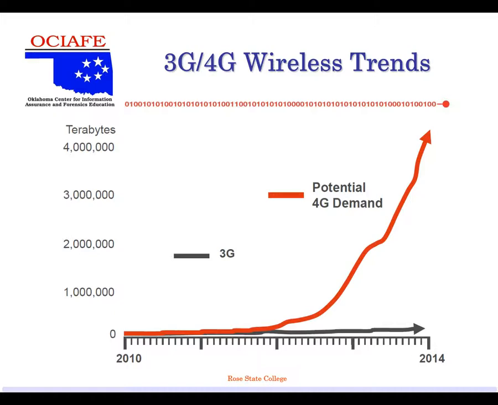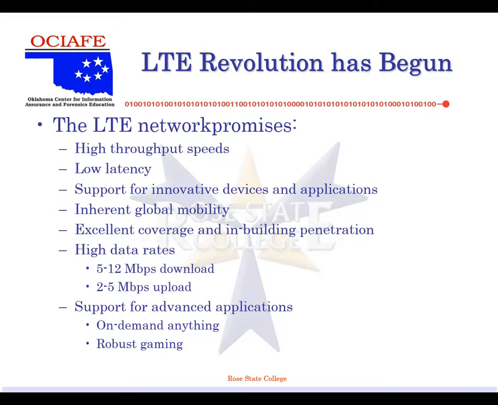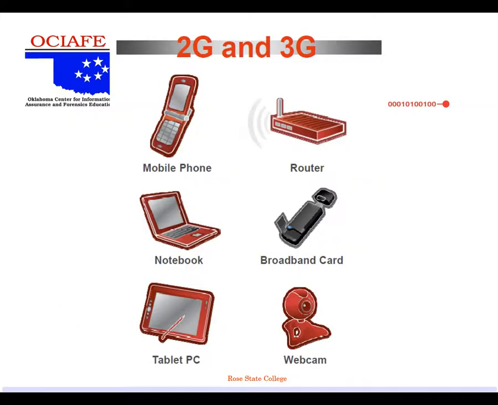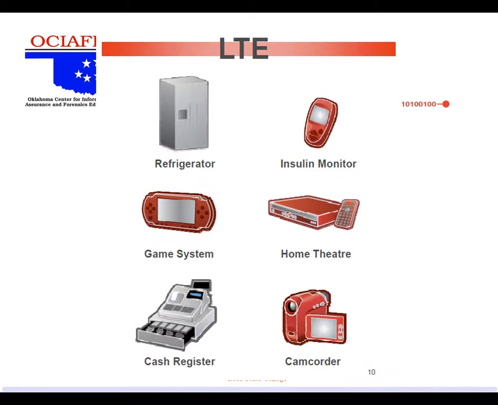Same thing. Okay, but obviously trends are going up. Okay, the revolution has begun. Low latency, fast speeds, high data rates, robust gaming. Lots of stuff out there. Obviously, we have all kinds of different cell phones. They mentioned refrigerators, and actually, you can get refrigerators that are on the internet. I still have not bought one yet.